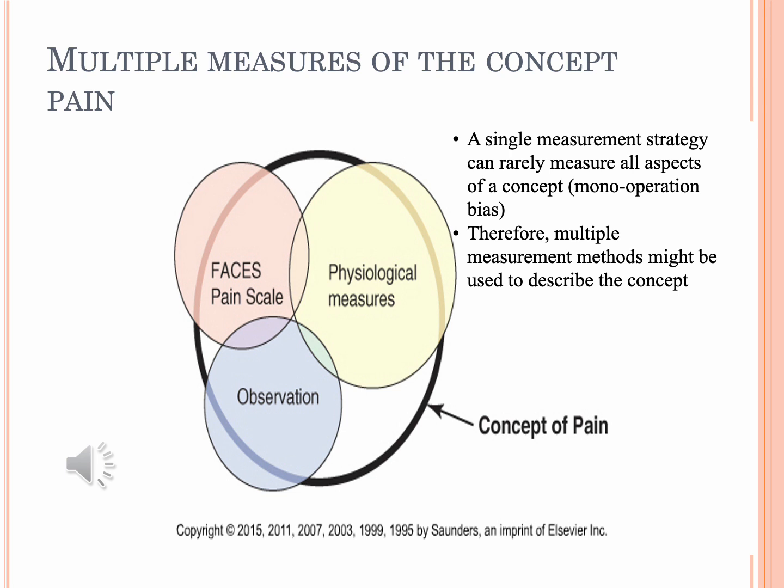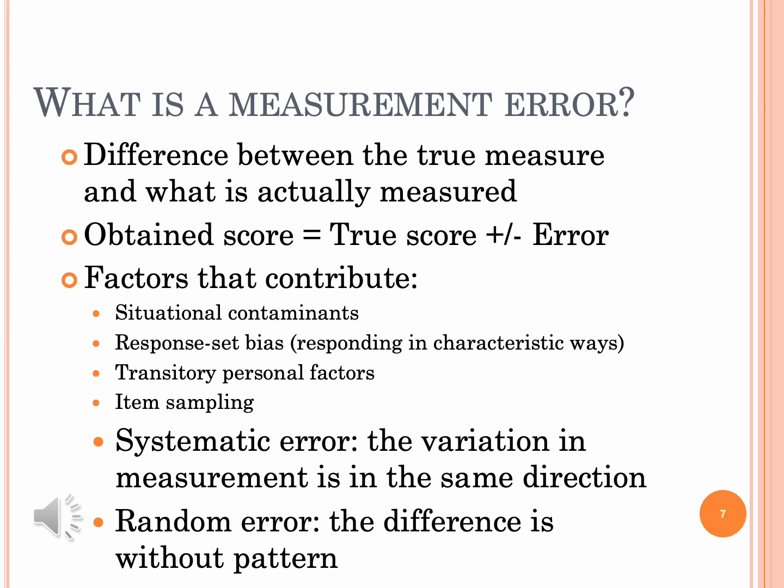in a specific study. Measurement error is the difference between the true measure and what is actually measured in the study. When you observe a score, when you measure a score in a certain study, you can say that it's a true score plus or minus some degree of error. And we don't always know what that is.